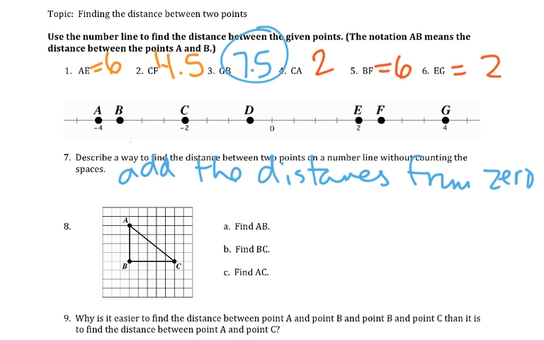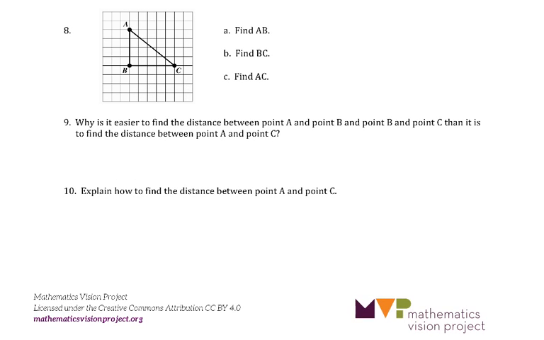Alright, now number 8 wants us to, using this triangle, find all these lengths. Okay, well, AB should be a pretty simple one, right? Because we can count A down to B, and it would be 4 units. For BC, it's horizontal, so we can count those units. We'd have 5, wouldn't we? Okay, whereas this one would be 4.